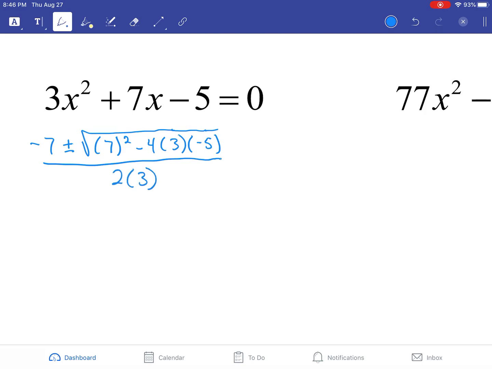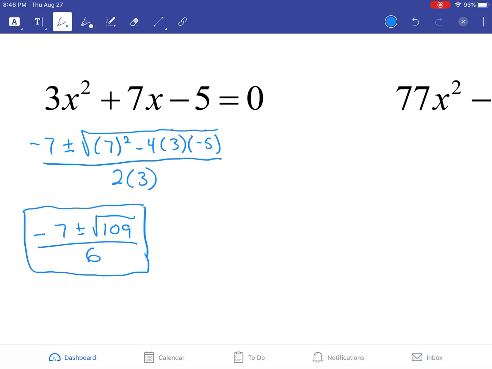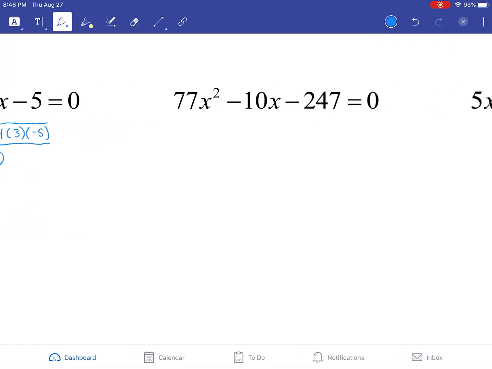Now you're just going to simplify this. You want to simplify the part that's underneath the square root first. So if we do 7 squared minus 4 times 3 times -5, we will get 109. So if we rewrite this as -7 plus or minus square root of 109 divided by 6, and we're done. We can stop there. We'd rather have you not get decimals. We'd rather have just an expression that you can have there, and that's good enough for us. All right, let's try the next one.